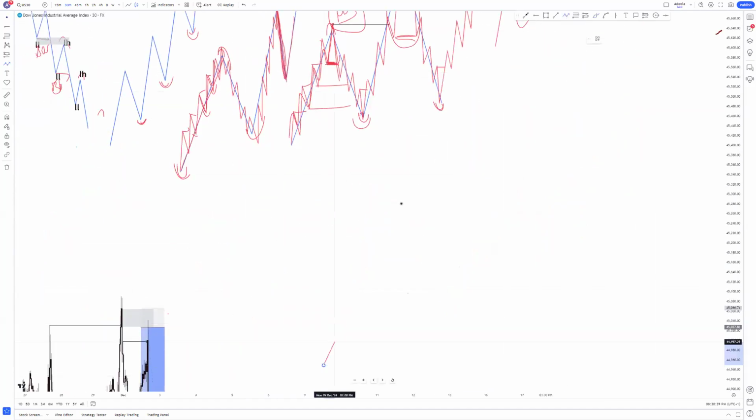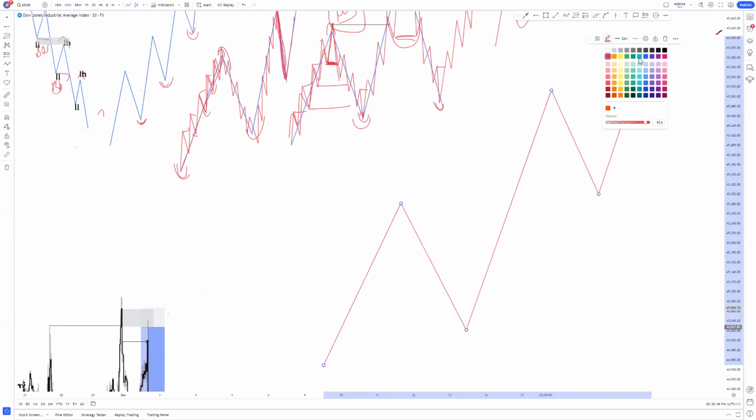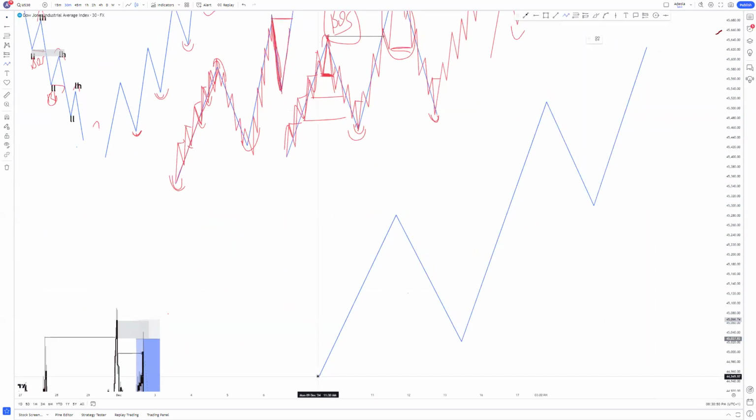Now, if this is your swing, this is the last time I'm going to be drawing this before I move to the chart. If this is your swing, this is the internal structure. What I'm trying to say is that you see this straight line, it is going to be like this. It is going to be like this.